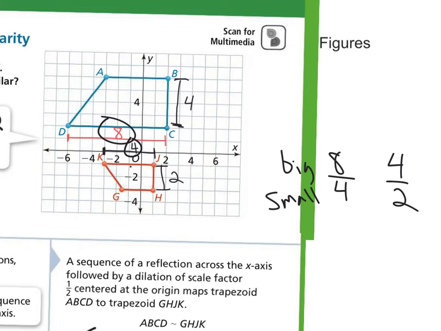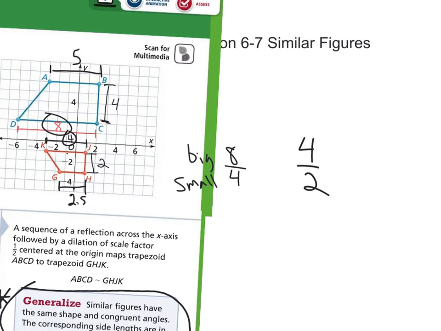We would also need to consider if the angles are the same and things like that. Oh, and we have another one here. From A to B, we've actually got a third set. That looks like 5 and 2.5. So we've got 5 over 2.5. What we can do is consider whether all those fractions are equivalent or not. If they're all equivalent, then the figures are probably similar. If they're not equivalent, then the figures are for sure not similar.